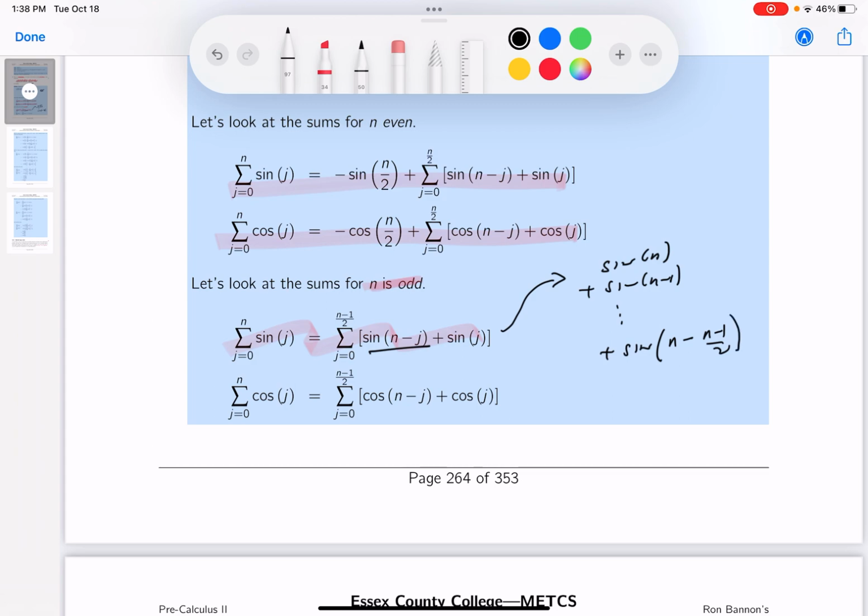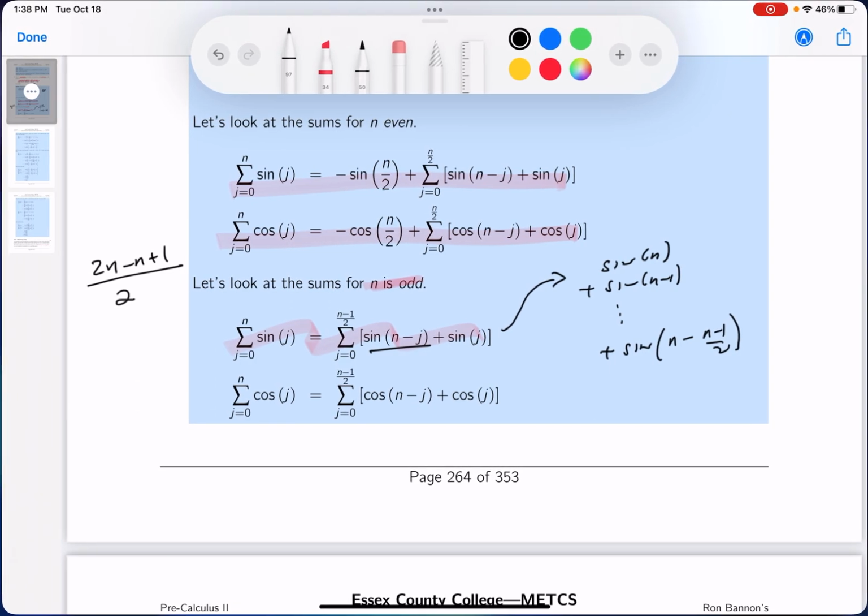I'm going to simplify that, though. You would get 2n over 2. And this is always problematic for almost everyone, by the way. So it's going to be minus n plus 1. And what would that give you? Well, that would give you n plus 1 over 2. Let me erase.